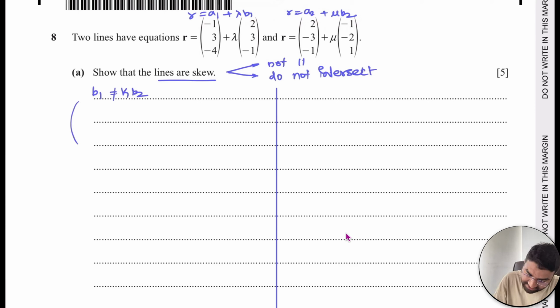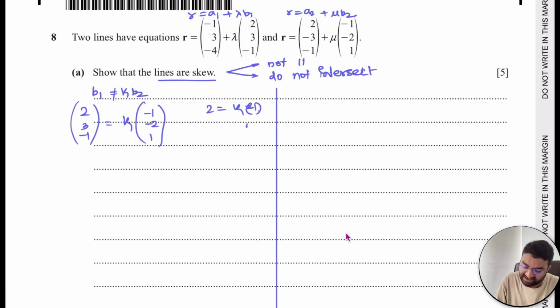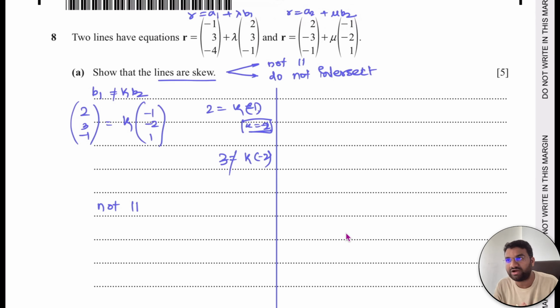So let's see here: (2, 3, -1) equals k times (-1, -2, 1). Are they scalar multiples? If you check, for the first component, 2 equals k times -1, which means k is -2. But is it true for the second as well? 3 equals k times -2. This doesn't work, so you can conclude here that they are not parallel. That's what you have to show.